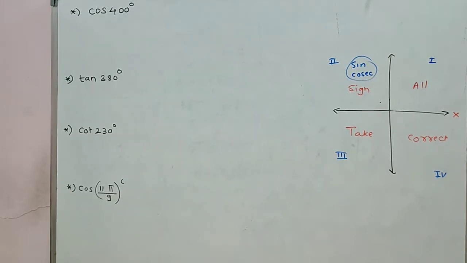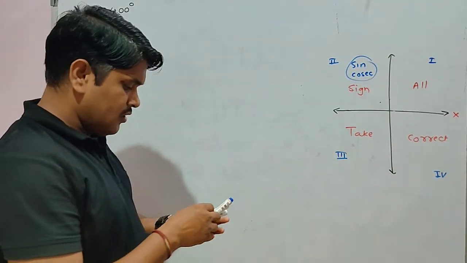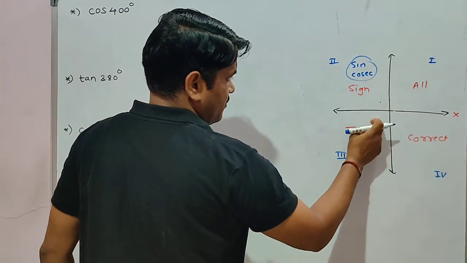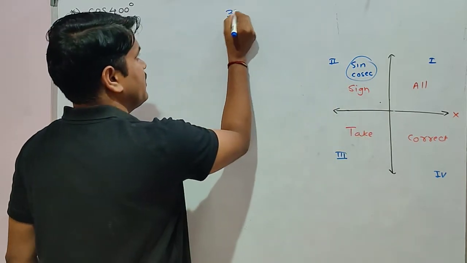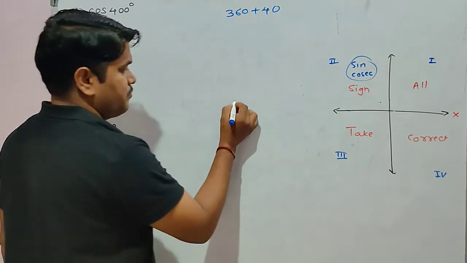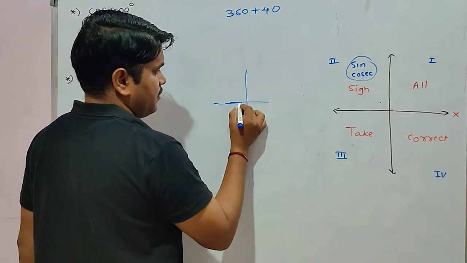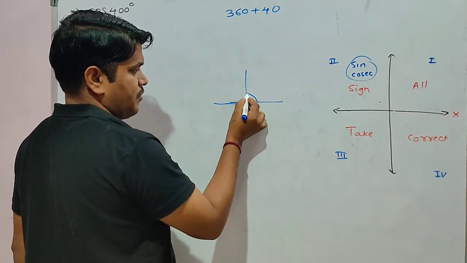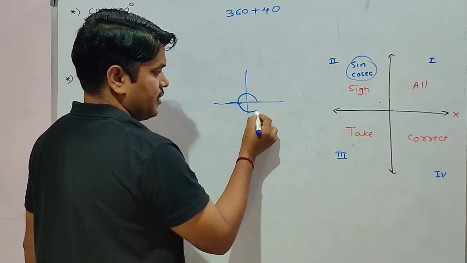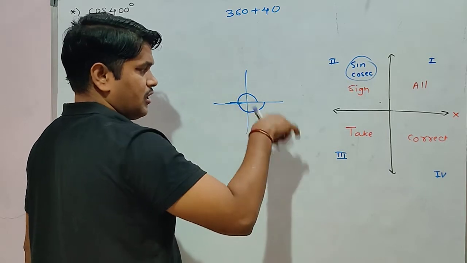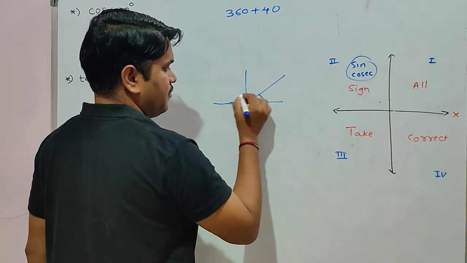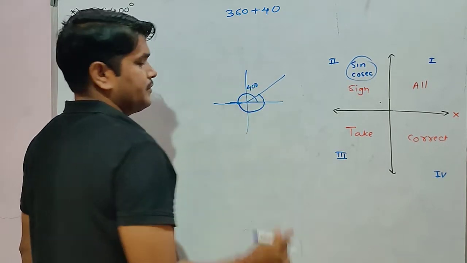Next one, cos 400. 400 can be written as 90 plus 90 plus 90 plus 90, that is 360, plus 40. Suppose this is our coordinate system. Here we have 90 degree, 180, 270, and then 360, which is our total complete angle. Then 40 degree is this angle, so this angle is 400 degree.